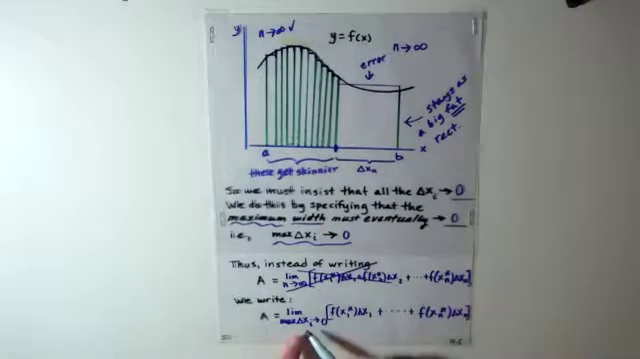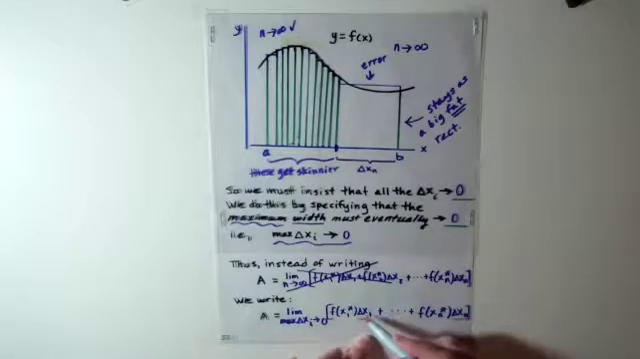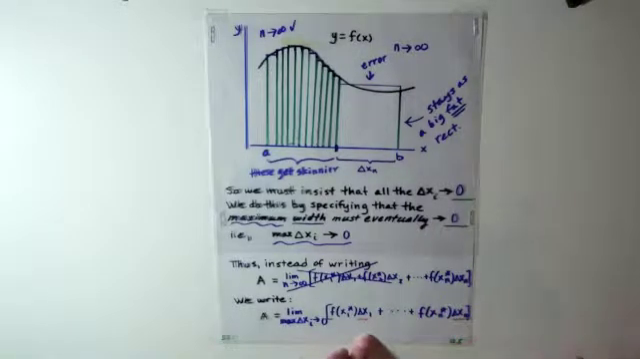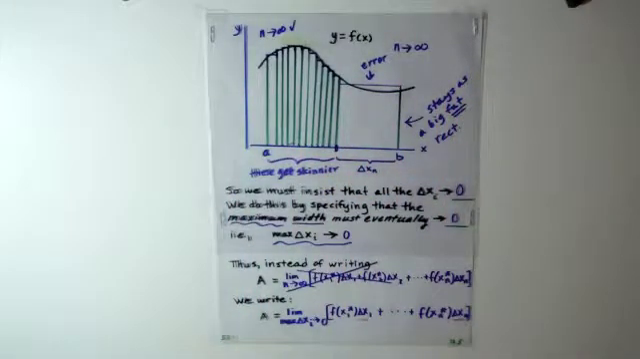And by saying that the maximum of all the widths goes to 0, it means that the widths of every one of our n rectangles, delta x1, delta x2 that I haven't written here, up through delta xn, all of those eventually shrink down to 0. And so our rectangles get thinner and thinner and thinner, and eventually we'll get the exact area under the curve.